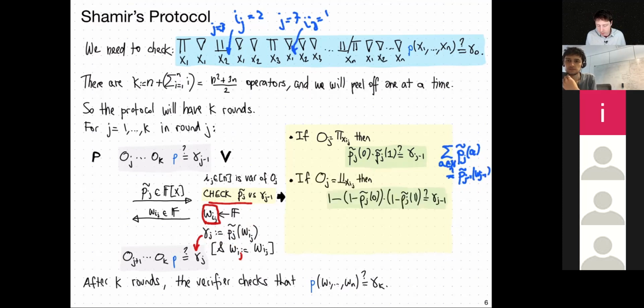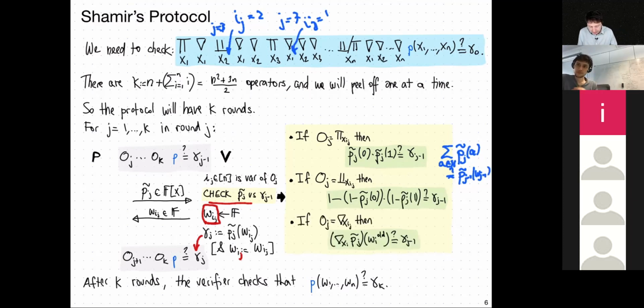What if it was the other operator, the coproduct? Okay, well, we just evaluate whatever expression it was and check that instead, okay? And what if it was the degree reduction operator? Well, again, there is just some expression for that. It's just slightly more subtle. We're going to apply the reduction operator to the polynomial, and then we're going to evaluate the resulting polynomial at the already fixed value and check it against gamma j minus 1.